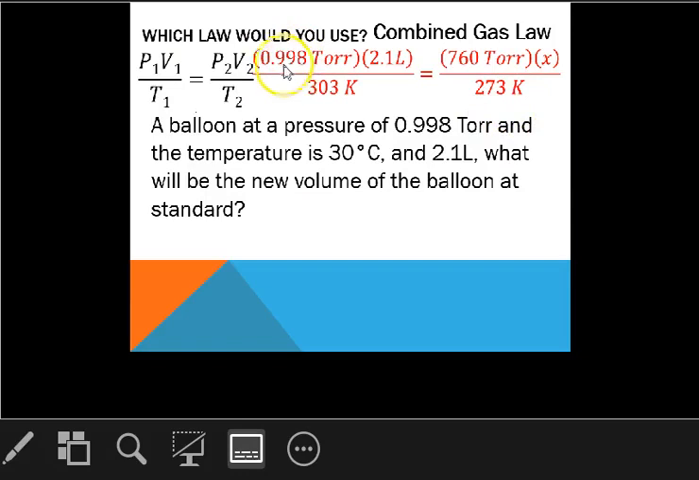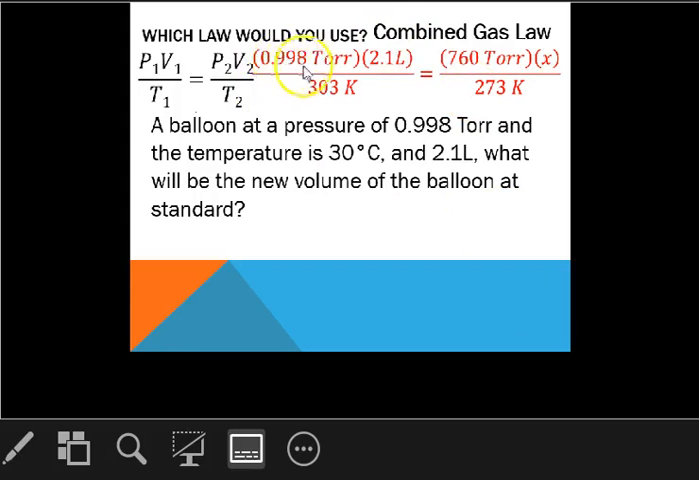So these are the original conditions, 0.998 torr, 2.1 liters, and 303 Kelvin. They're asking you to convert that to standard, which is 760 for torr and 273 for temperature. That's 0 degrees Celsius, 273 Kelvin. You're solving for a new volume. This is a large cross multiply and divide problem. Remember, you always start on the cross multiply that has all the pieces.